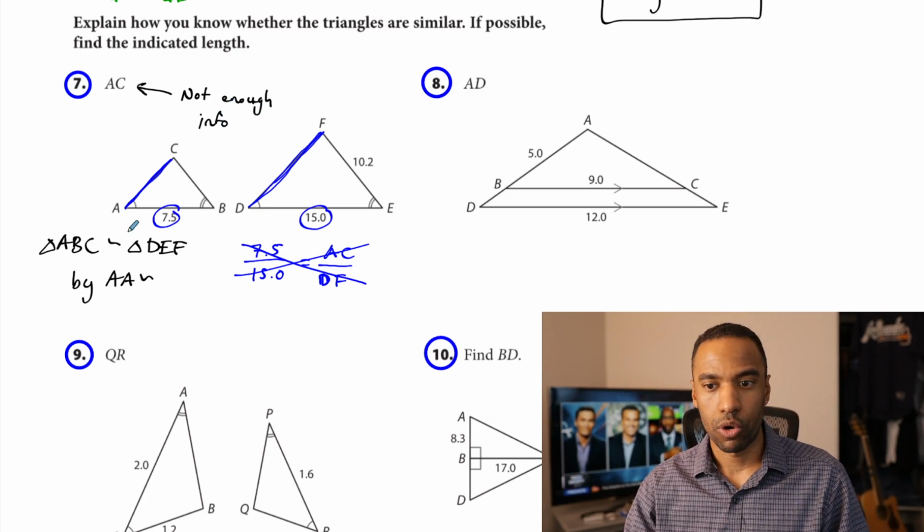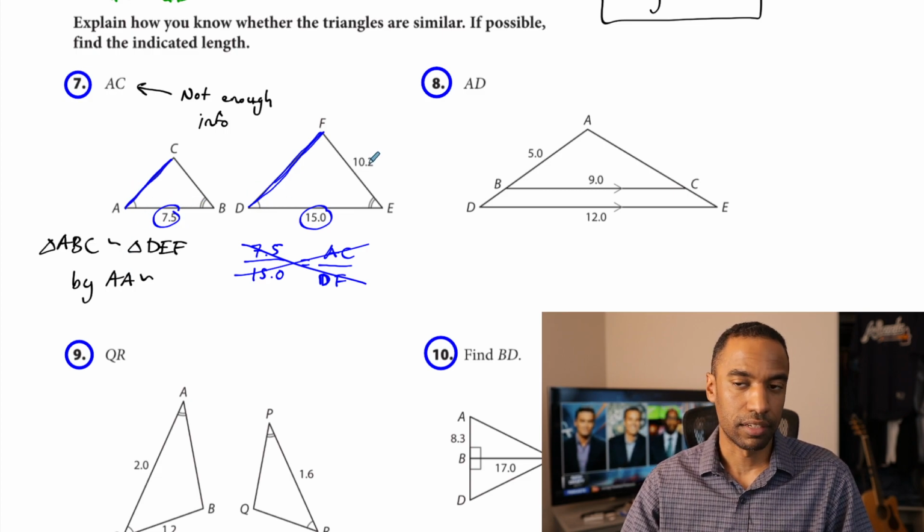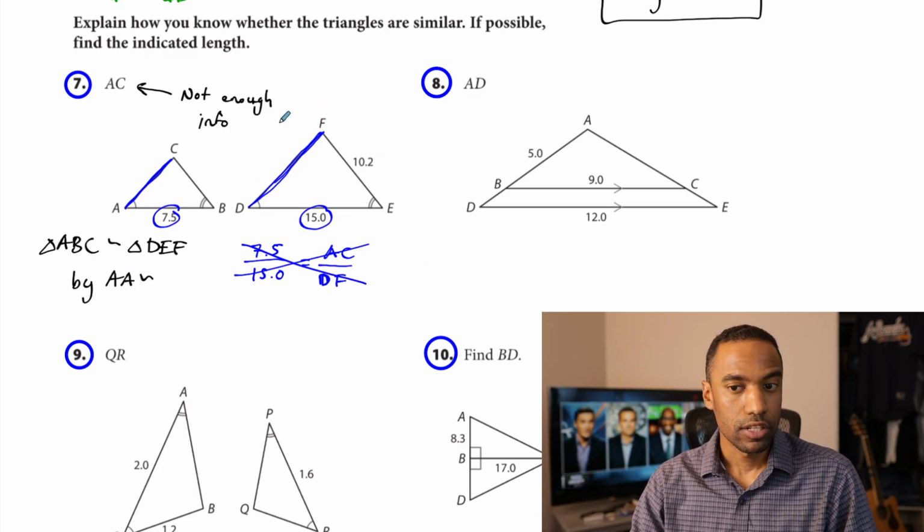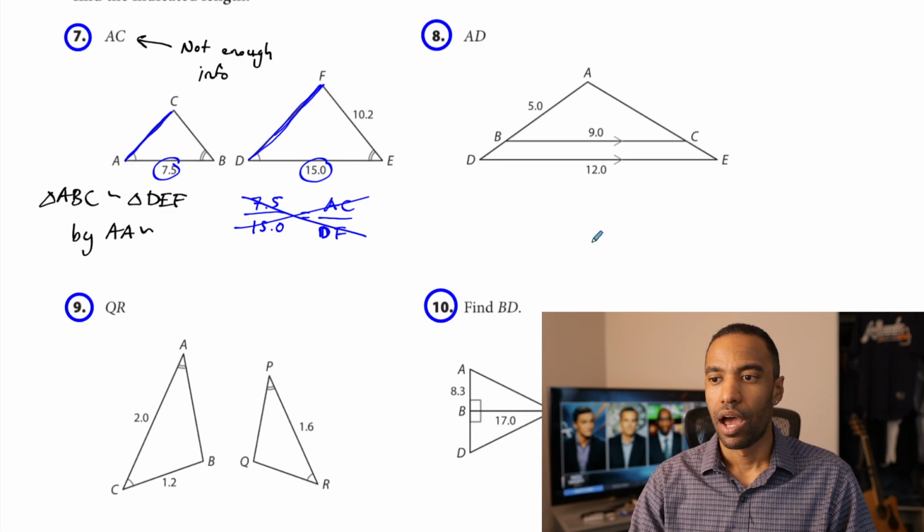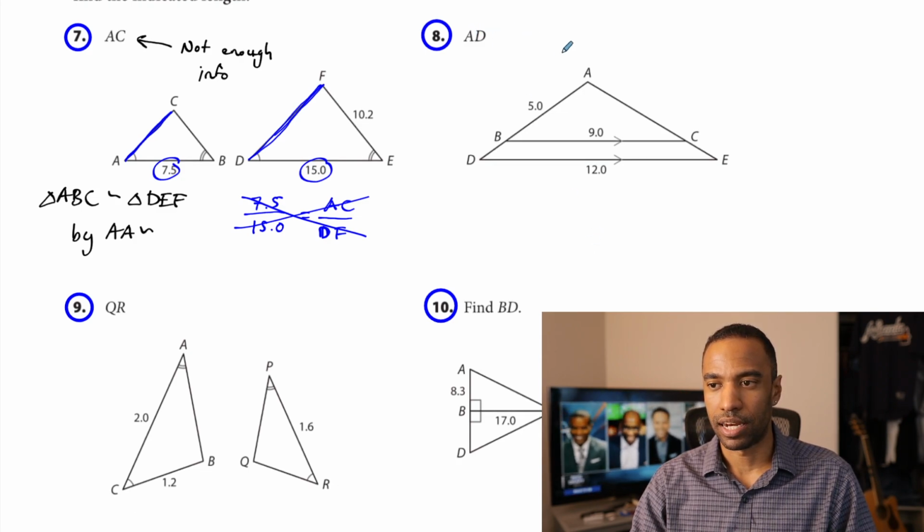So explain how you know whether they're similar, angle, and we move on. All right, so we couldn't find AC. Too bad. All right, let's go ahead and find the next one, AD.